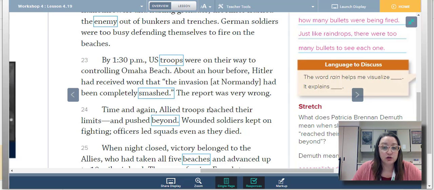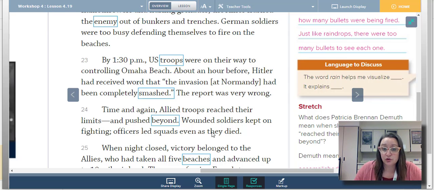Time and again, Allied troops reached their limits and pushed beyond. Wounded soldiers kept on fighting. Officers led squads even as they died. So we have a sentence, they reached their limits and pushed beyond, and then the author follows up with 2 examples of that. Wounded soldiers kept on fighting. Officers led squads. What does it mean to reach your limit? A limit usually means that you can't go any further. What does it mean to push beyond? It means that you're at a barrier, but you push past that barrier.